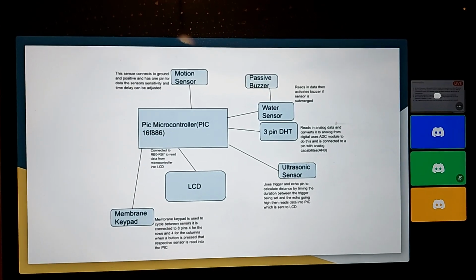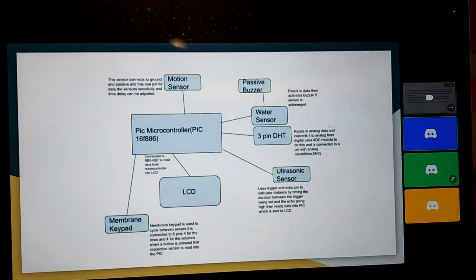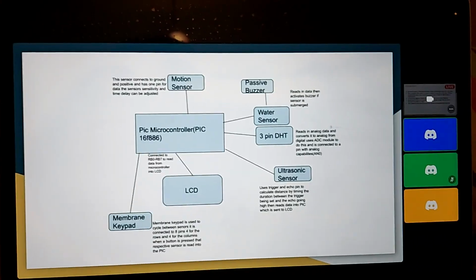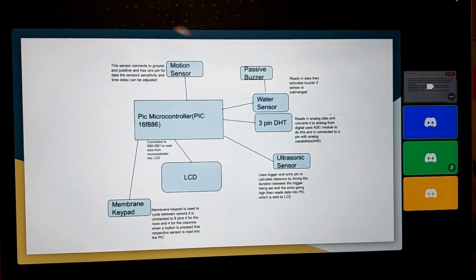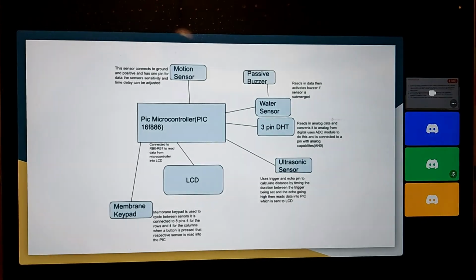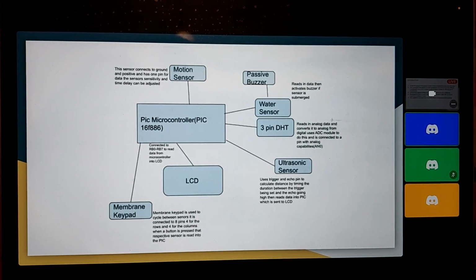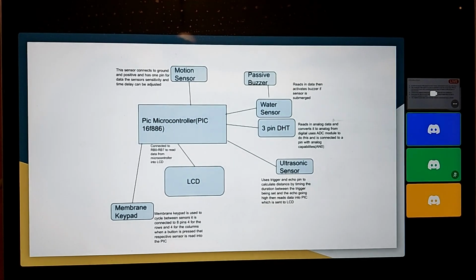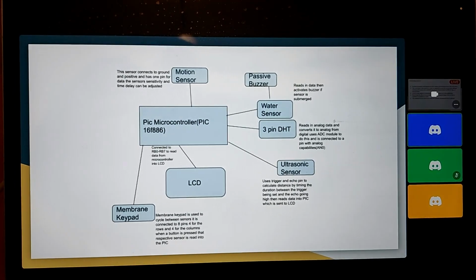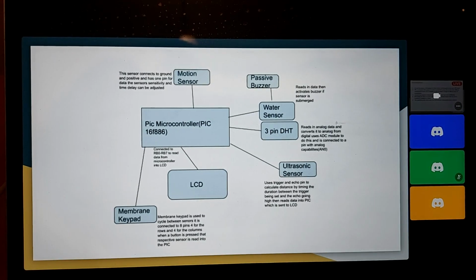Then we have a 3-pin DHT connected to this. This reads in the analog data and converts it from analog to digital. This uses the ADC module that we learned in Lab 3 to convert from analog to digital for a reading, and that has a ground, positive, and data pin.